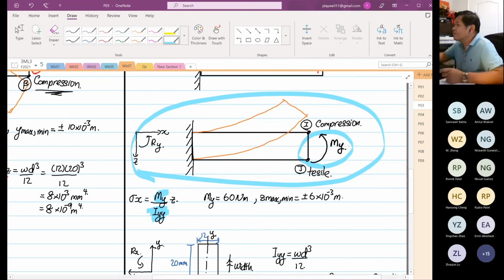Oh, I have one question, sorry. Top view, yeah, top view. Hon Chong Cheng, you're right.